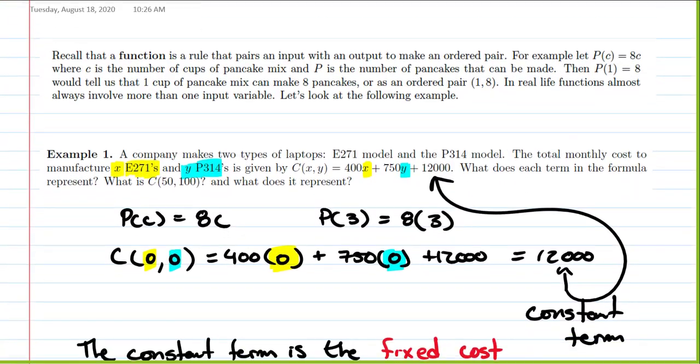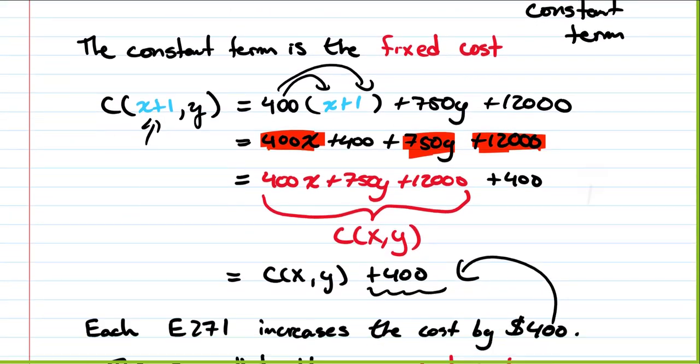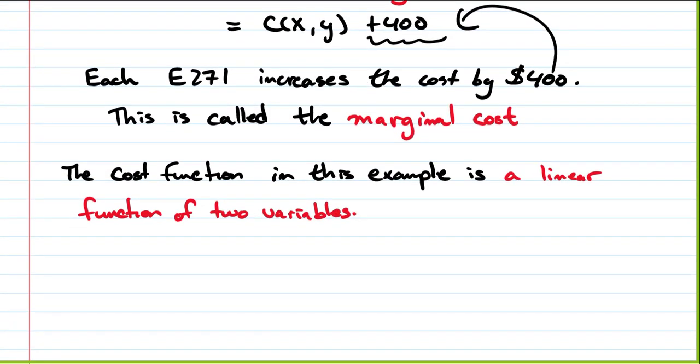If we go back to the original function, if I were to just cover up and ignore the y term, I would be left with 400x plus 12,000. Well, that would be a linear function in x. And if I covered up the x term, I would be left with 750y plus 12,000. That would be a linear function in y. When each of the components are linear, any addition or subtraction of them will also produce a linear function.